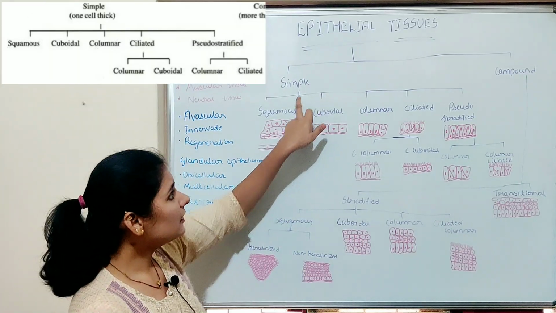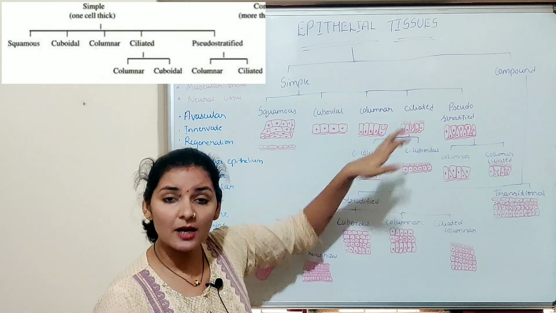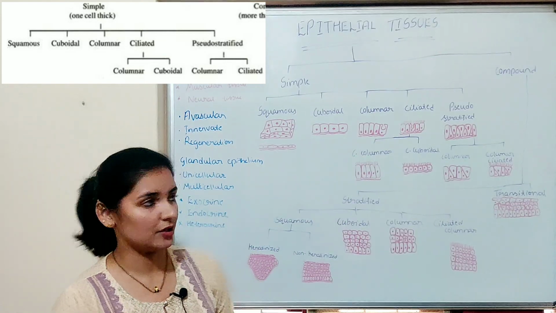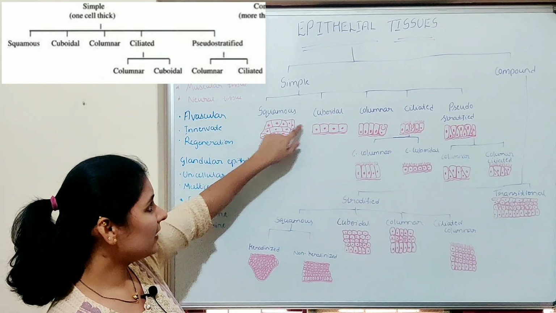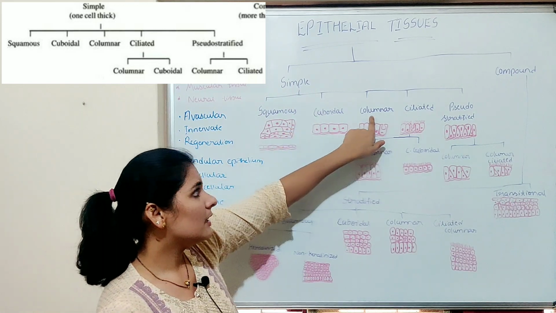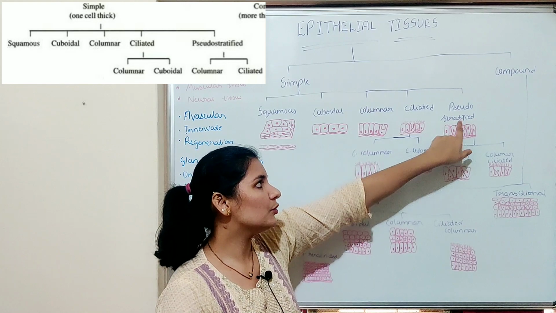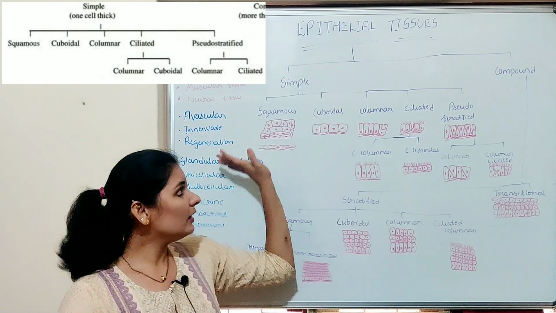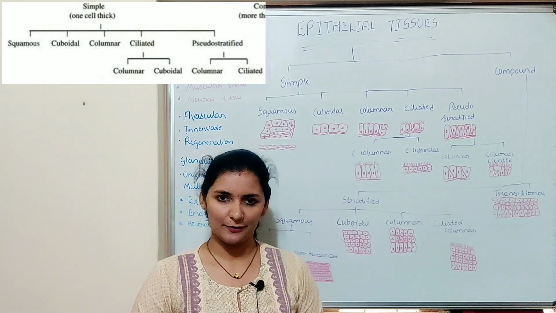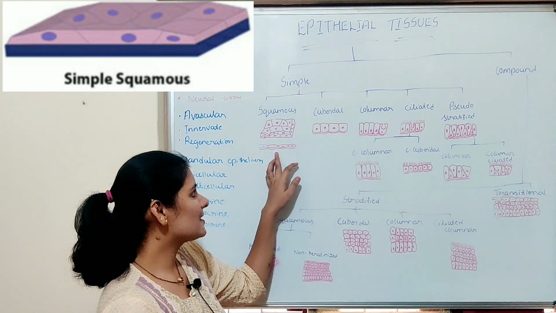Simple epithelium is further divided into mainly 5 types based on structural modification. They are simple squamous epithelium, simple cuboidal epithelium, simple columnar epithelium, simple ciliated epithelium and pseudostratified epithelium. We'll discuss all these 5 types one by one. First type is simple squamous epithelium.